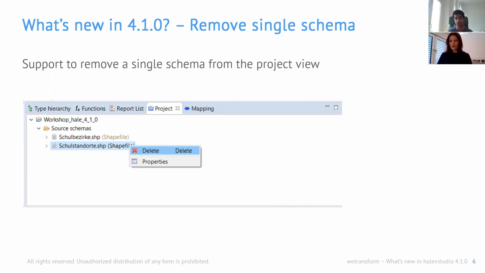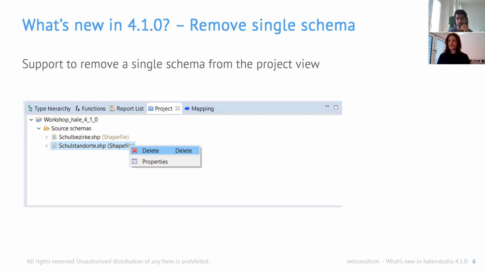This has also been one of the most requested features for Hale Studio, that is the ability to remove a single schema from Hale Studio. So in the past, if you had this issue where you wanted to remove a schema, you would have to clear the data and clear the project in order to remove the schema. Now in 4.1, you no longer have to do that.